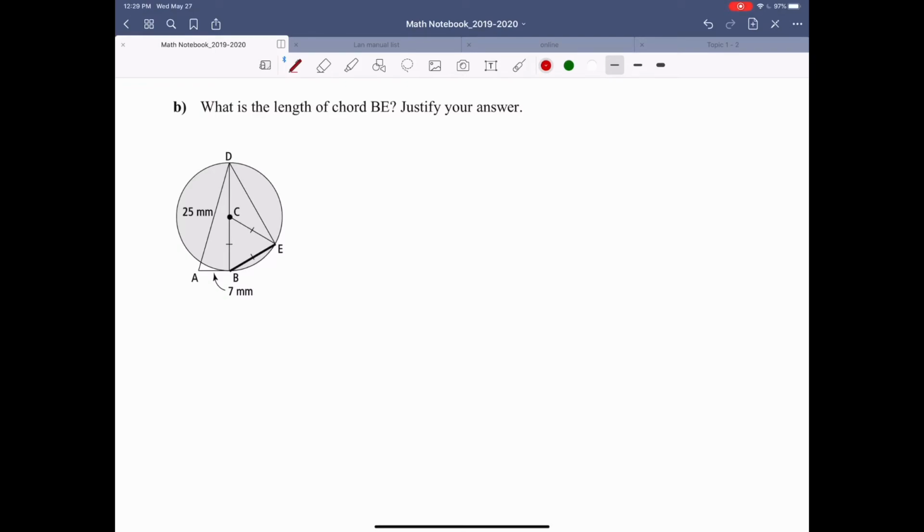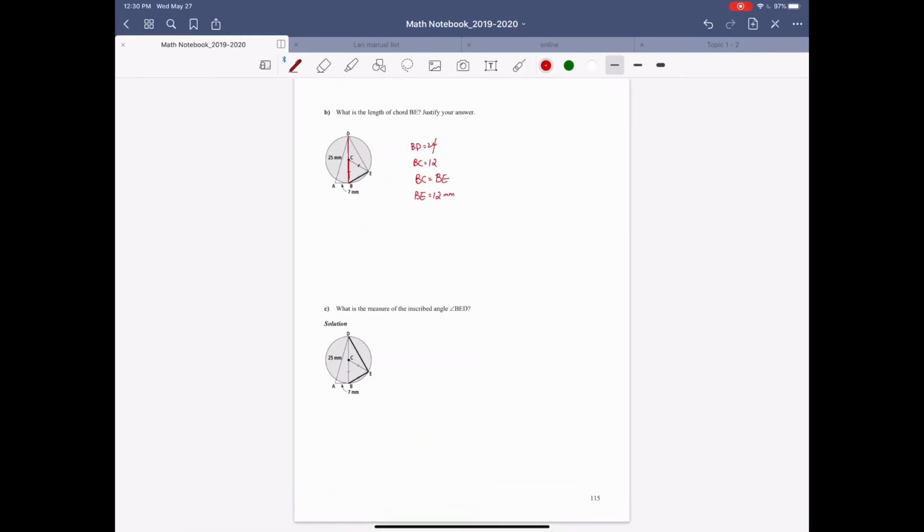So we don't know BE, but we know that it's an equilateral triangle. If we find CB or CE, we'll find BE. Justify your answer here. So we know that the BD here from the previous question is 24. So if we know BD, can we know CB here? Yes, it's half of it. BC is 12 because it's just the radius of a diameter. And if BC is 12, then BE and BC are equal. So BE equals 12 as well. We just have to find relationships all over the place.